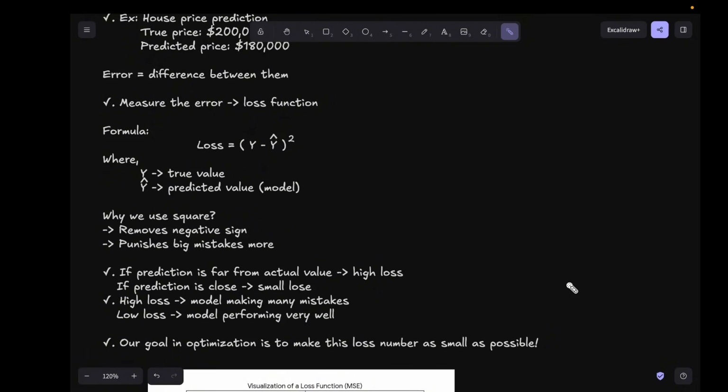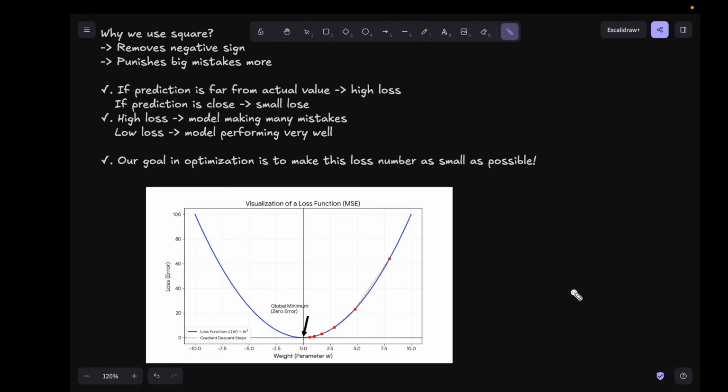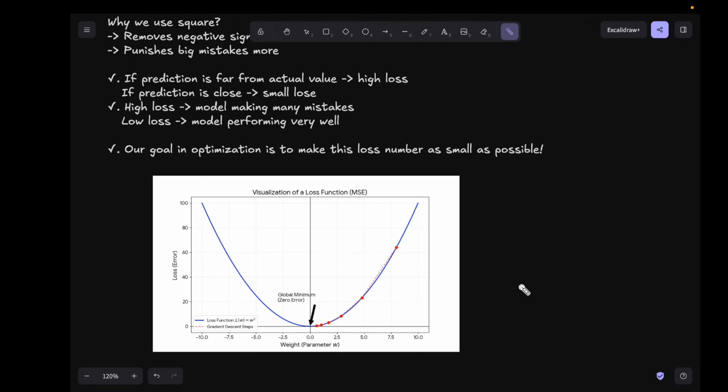So if we plot the loss against model parameters, we usually get a curve shaped like a bowl. This is the bowl shaped curve. On the x-axis are the model parameters, and on the y-axis is the loss. The lowest point of this bowl is the best model, which is the global minimum. This is the global minimum, and this is the best model ever.